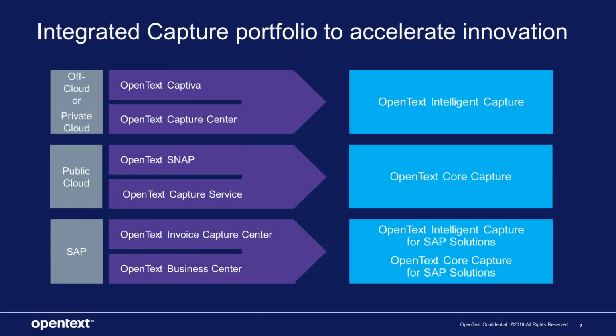So looking at the portfolio, for those of you that have already some of our Capture solutions, and we have some of them, they're all very powerful, but it was a bit confusing that we had multiple Capture solutions. So what we did is we streamlined our offering and worked hard to bring together the best out of the different Capture offerings we had. For on-premise and private cloud, the new offering will be called OpenText Intelligent Capture. And there will be a dedicated session on that. That brings together Captiva and the OpenText Capture Center.